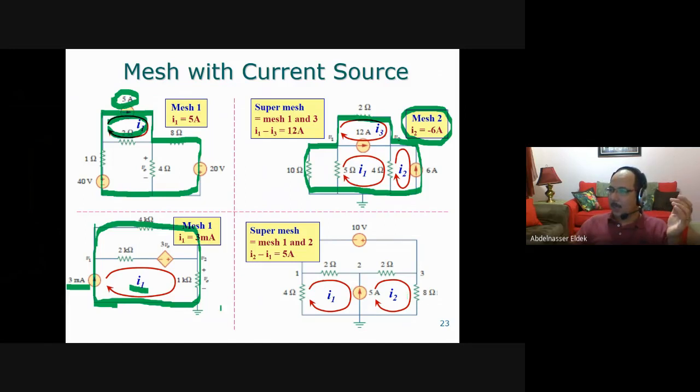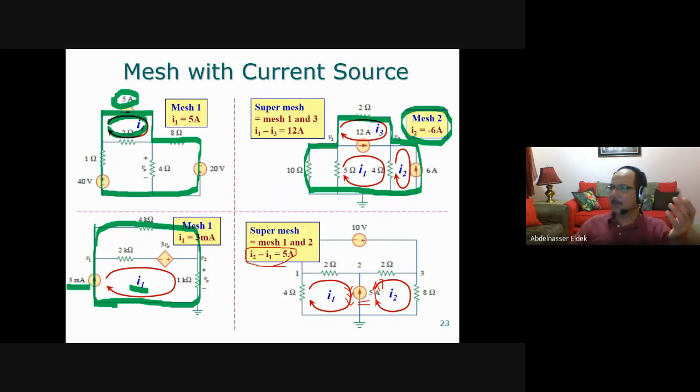Look at I1, for example. I1 is in the direction or opposite direction? It is opposite to the 5 ampere. Then I1 is negative. What about I2? I2 is positive, because it is the same direction as the 5 ampere. Then this 5 ampere equals what? Equal I2 minus I1. I2 minus I1.